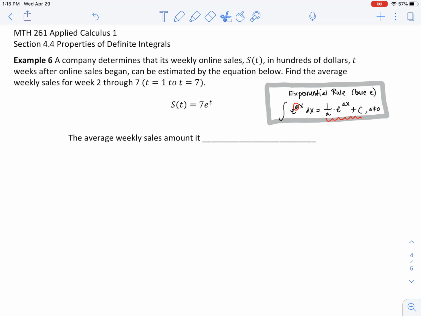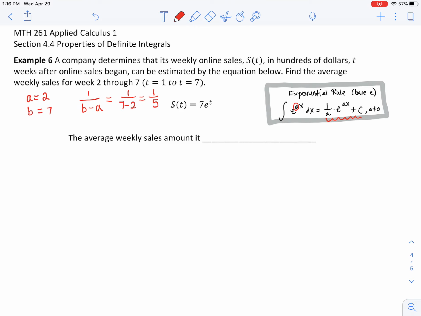Find the average weekly sales from week 2 through week 7. So t equals 1 and t equals 7. So we got the lower bound and the upper bound. Remember, for that formula, I need a is 2 and b is 7 to find 1 over b minus a, which is 1 over 7 minus 2. So I'm going to need to multiply our definite integral by 1/5, okay?